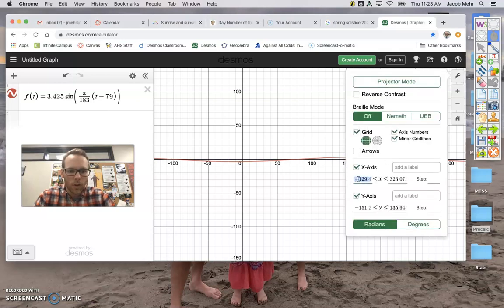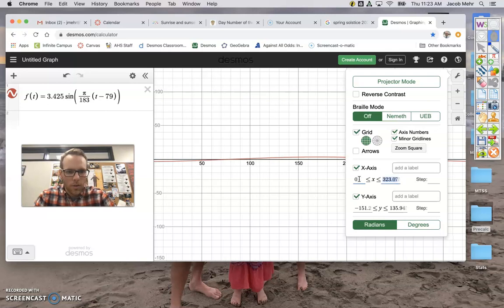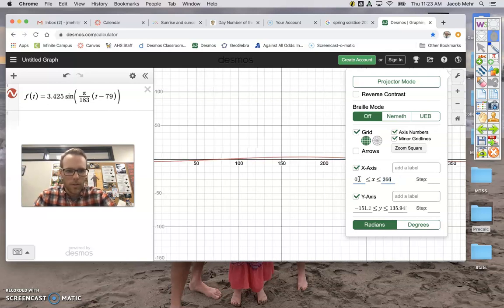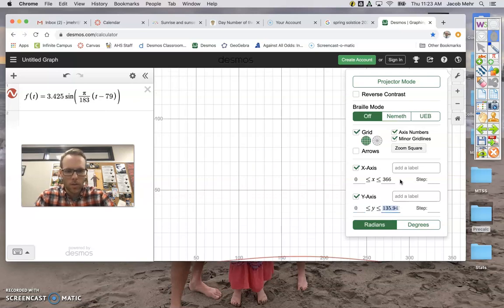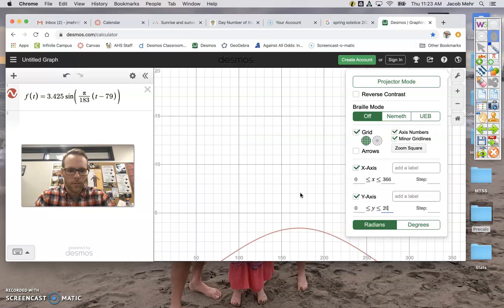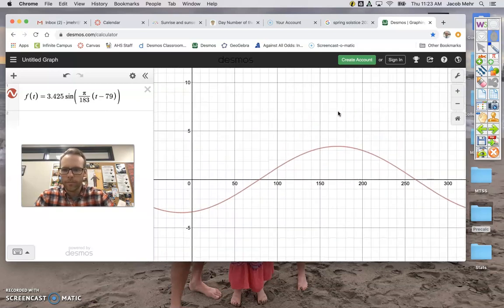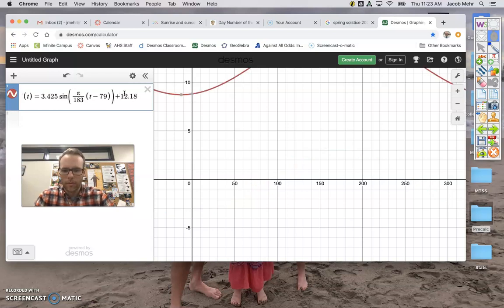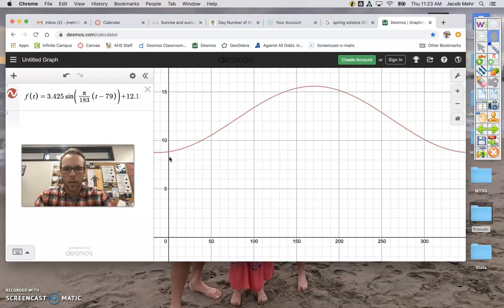X's will go from 0 to 366. Our Y's are going to go from, let's go 0 up to, what, 20? Oh, I forgot my midline, plus 12.18. There we go. Okay, and looks good. All right.